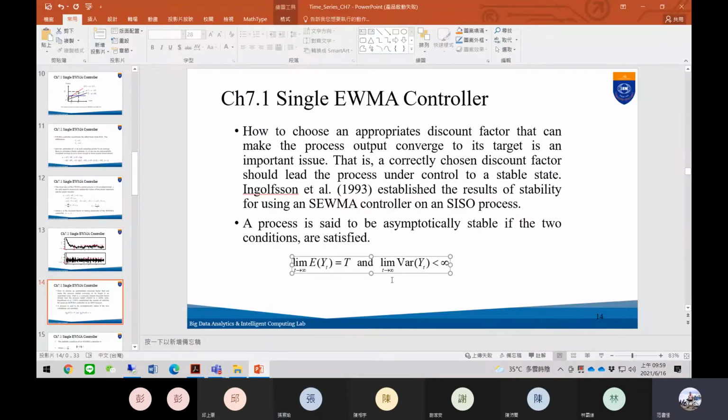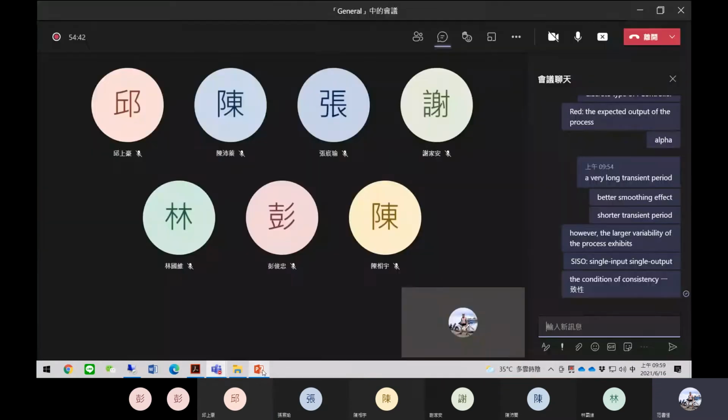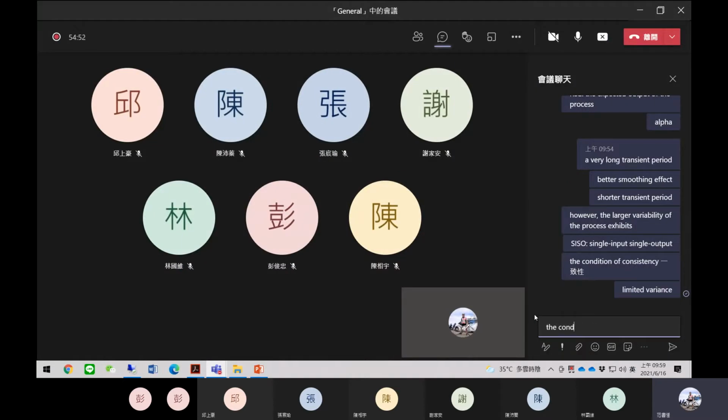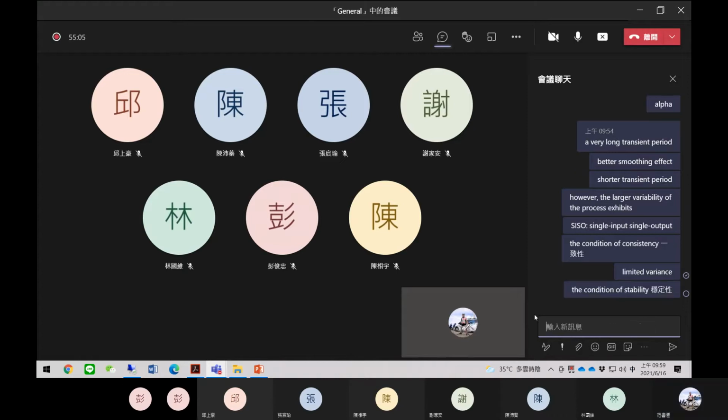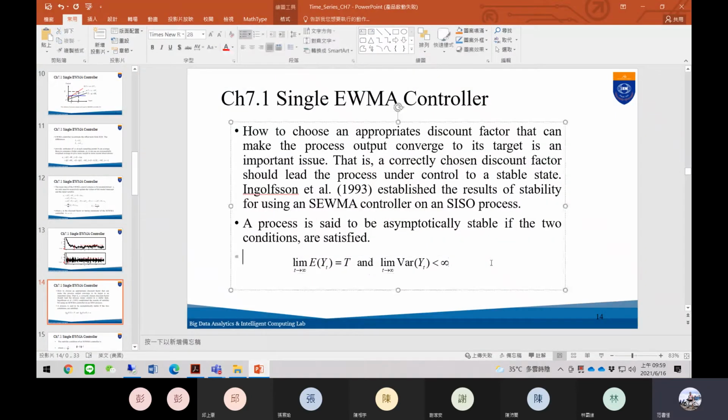Then the limit of the variance needs to be smaller than infinity. That means this is limited variance. This is the condition of stability, while the first is the condition of consistency. You need to satisfy both conditions.